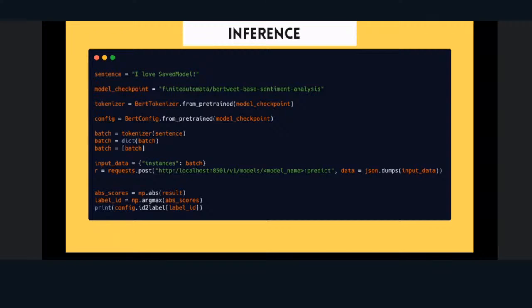You need another mapping from the labels to the numbers your model is outputting. So we get it from the config file of the model, and then we just pass the label ID to that ID-to-label mapping. And that's pretty much it. It says we have a positive sentiment here for the sentence, I love SavedModel.